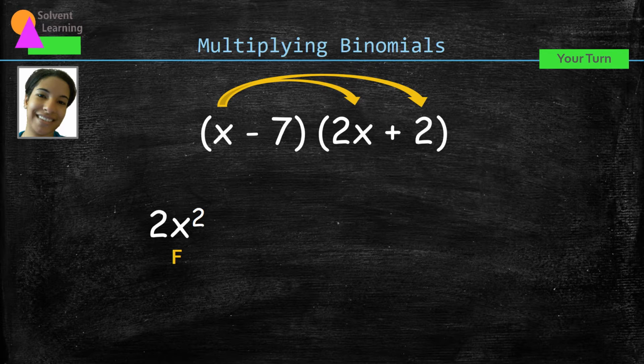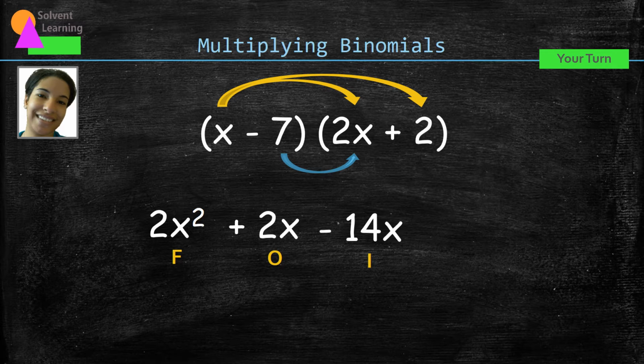Then we distribute the x to the 2. That gives us positive 2x. Those were the outer terms, so that's the O in FOIL. Then we multiply the negative 7 times 2x. Gives us negative or minus 14x. Those were the two inner terms, so that's the I in FOIL.